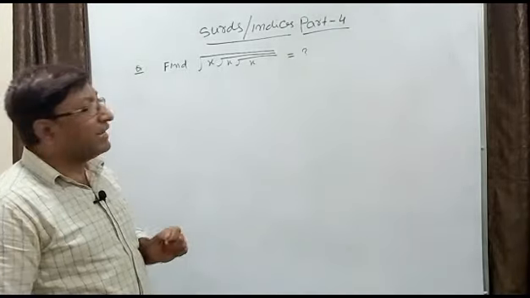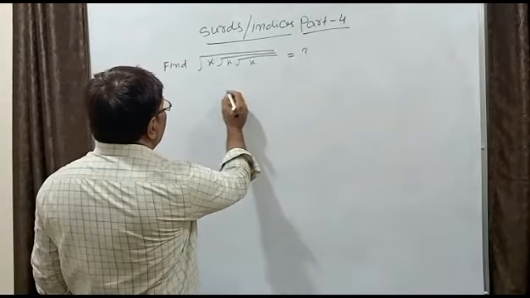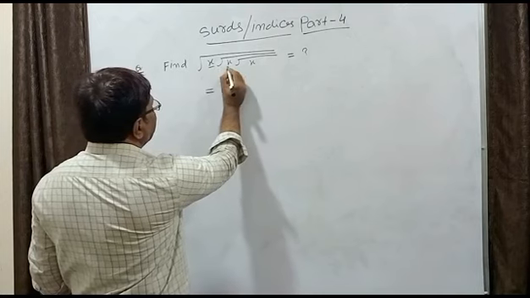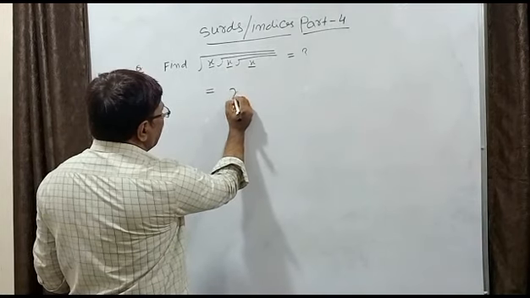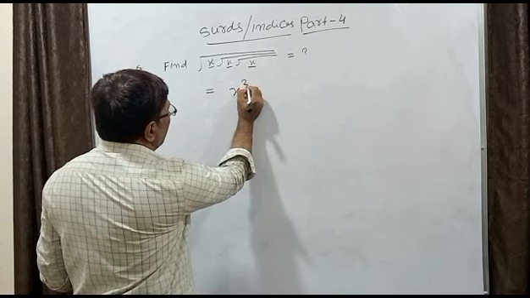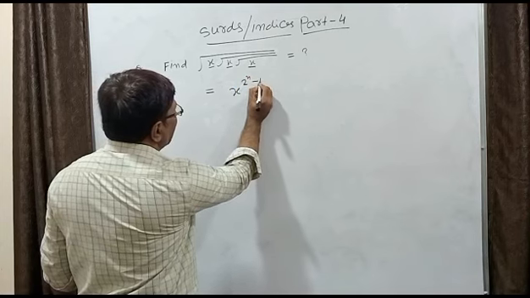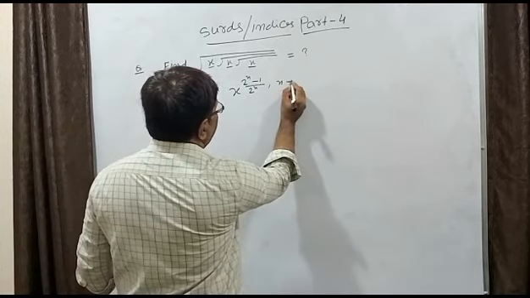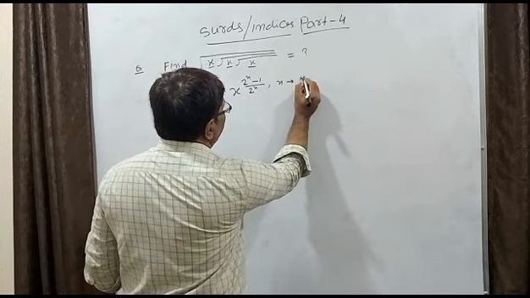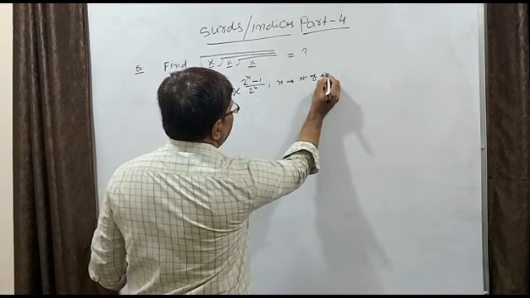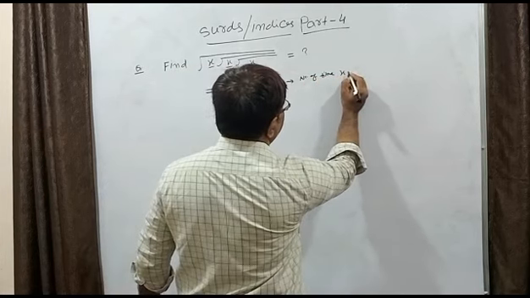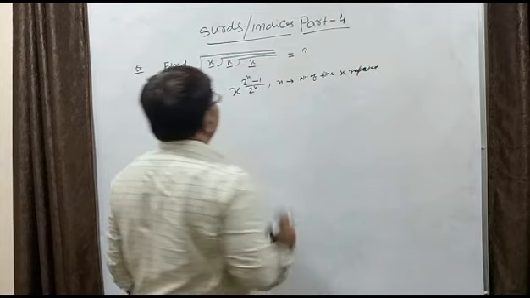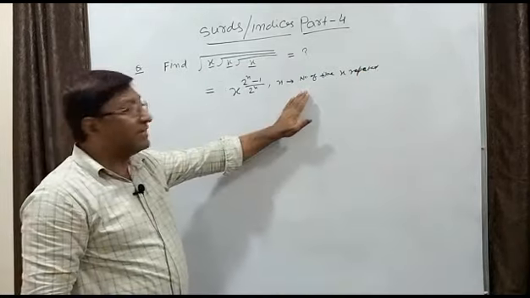So here the simple technique is: when this type of question comes, you can use this technique directly. This is the number x. So the answer is x to the power (2 to the power n minus 1) divided by 2 to the power n, where n is the number of times x is repeated. So n is the number of times x is repeated.